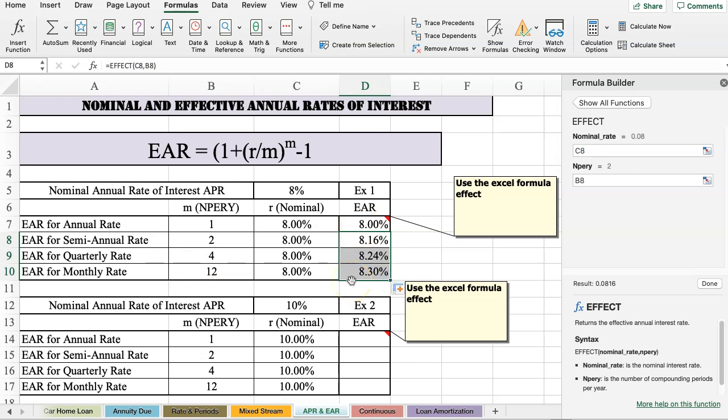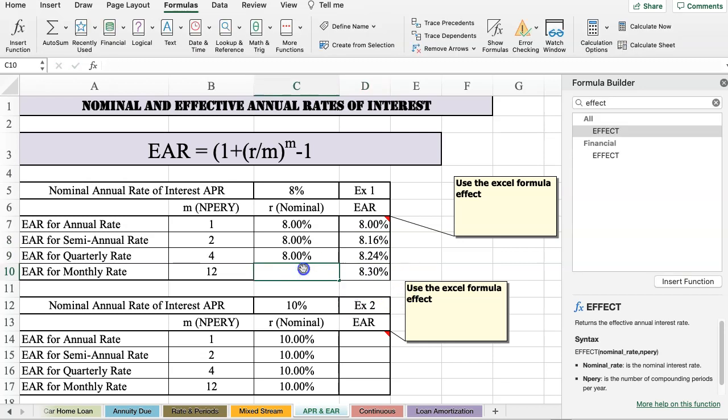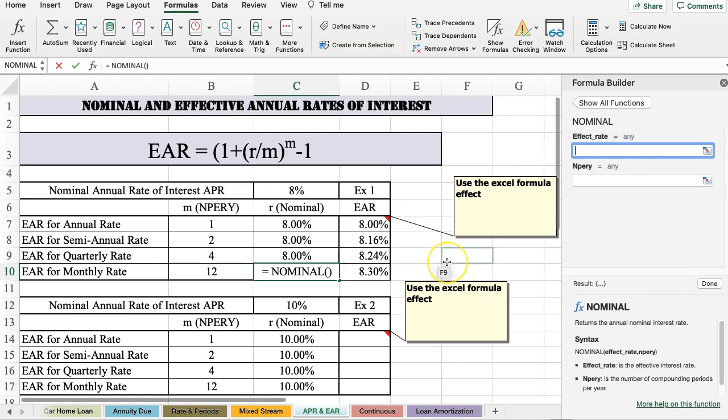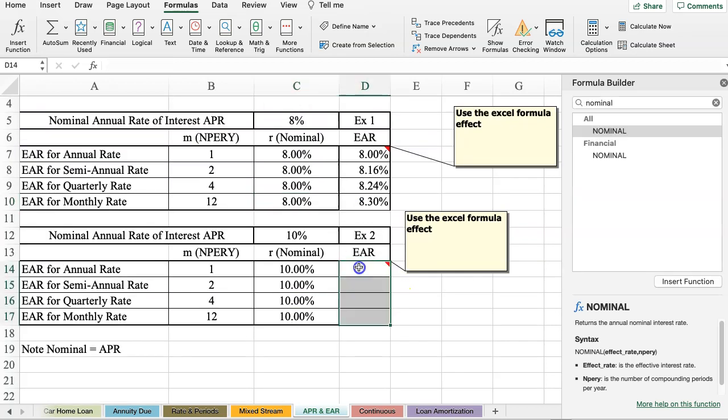Now, say for example, I had the effective rate but not the nominal rate. I could calculate that too, putting in the NOMINAL formula, 8, number of periods, done, and I get the rate as well. So you can use either one to calculate an effective annual rate or a nominal rate. So you can pull these values down. It's the same set of problems.